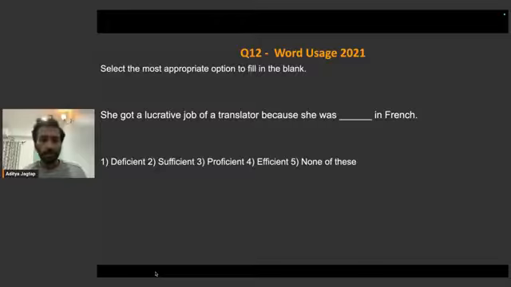Really easy question. She got a lucrative job as a translator because she was dash in French. Word usage: which would be the most appropriate word? The way to go about this is, she got a lucrative job as a translator because she was dash in French. This tells us that she was good in French.